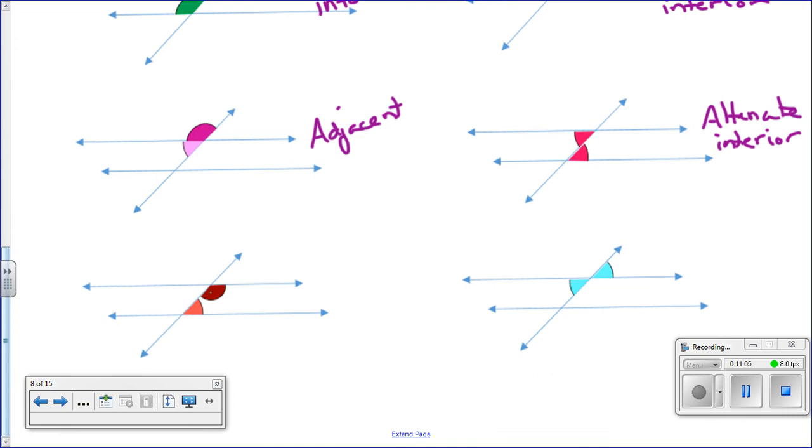Last couple. These are both on the inside, so they're both on the interior, but they're not alternate. So these would be consecutive, meaning one after the other, interior. And these two are across from each other, so that would be vertical. It's a lot of vocabulary that you have to know here.